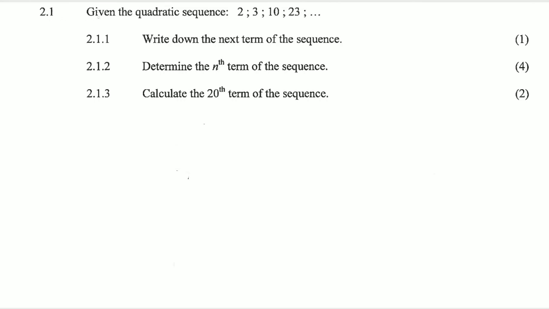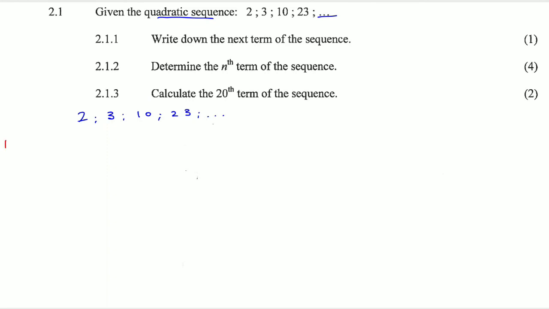In question 2.1, we're given the quadratic sequence 2, 3, 10, 23, and so on. And we need to write down the next term of the sequence. So we're looking for this value over here. We know that this is a quadratic sequence, which will have a second constant difference. Let's write down the sequence over here. 2, 3, 10, 23, and so on.